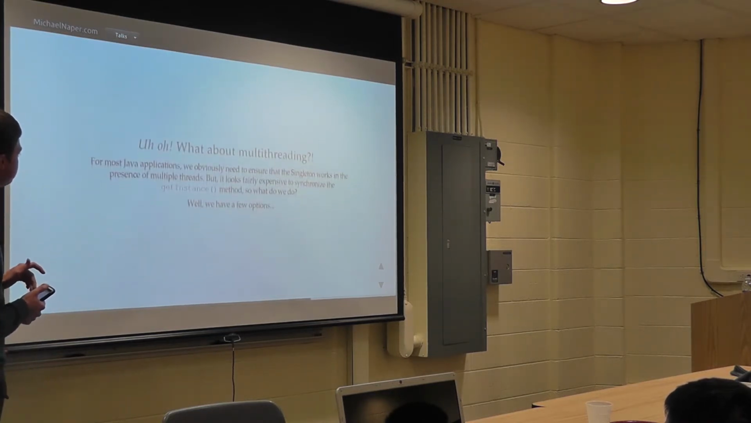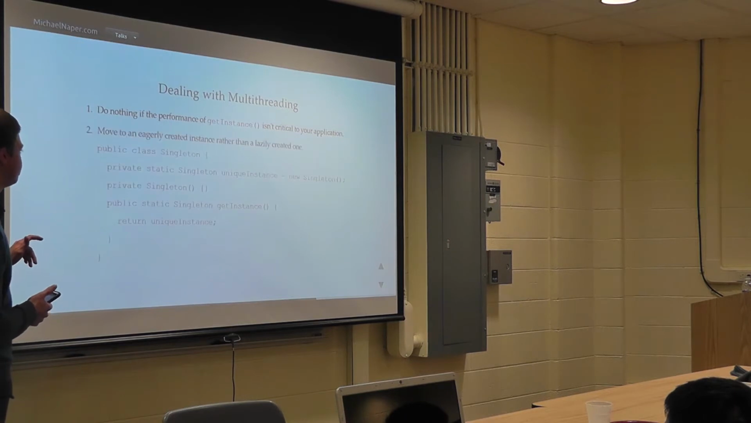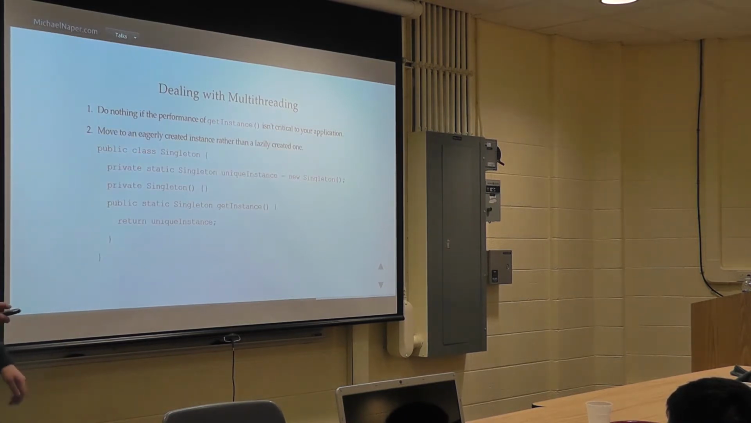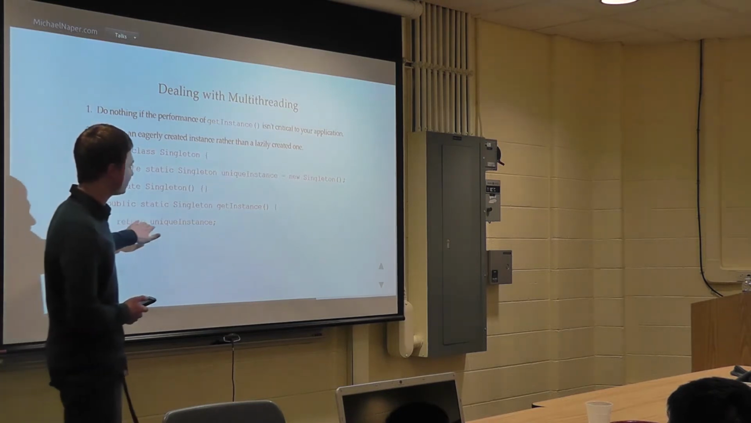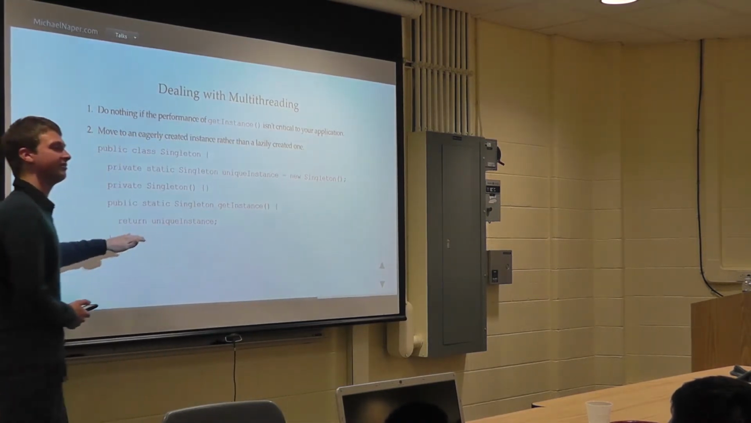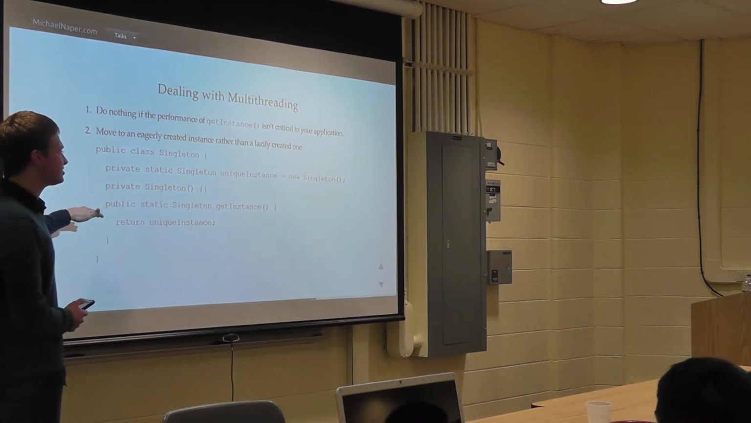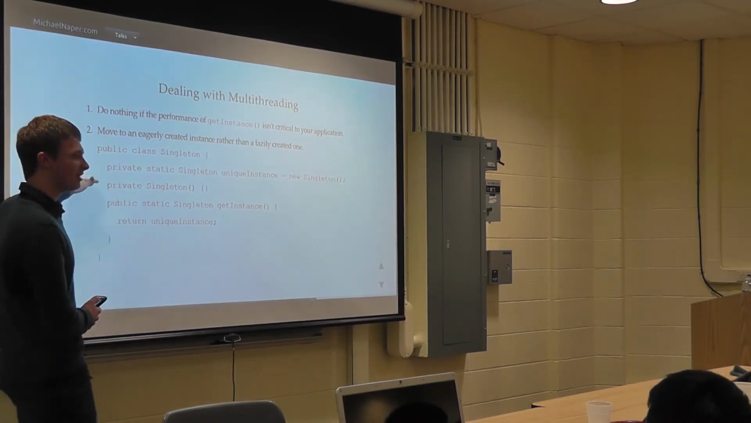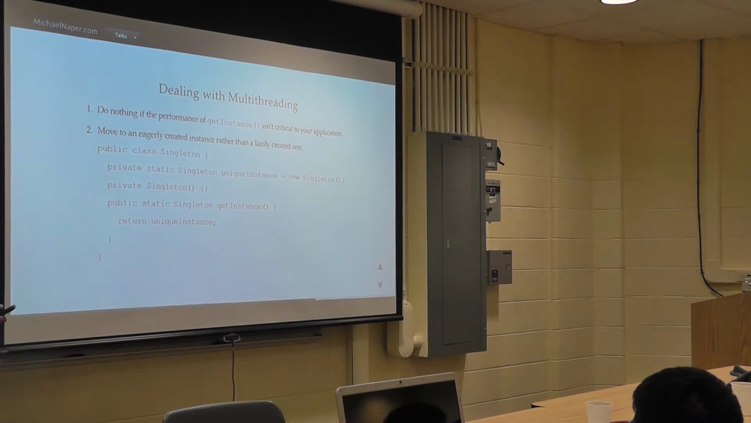The alternative is to do eager instantiation. Here I just moved that instantiation up to the place where the class is actually loaded by the JVM. This will ensure that it's only created right as the class is loaded and never again. There are some class loading things you might want to worry about if you have multiple class loaders. That's beyond the scope of this, so I won't talk about that.